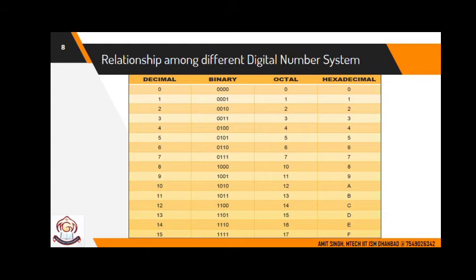While 8, 9 are omitted in octal number system, due to which 8 in decimal number system is represented as 10 in octal number system, 9 is represented as 11 in octal number system, 12 in decimal number system is represented as 14 in octal number system, 13 in decimal number system is represented as 15 in octal number system, 14 in decimal number system is represented as 16 in octal number system, 15 in decimal number system is represented as 17 in octal number system.